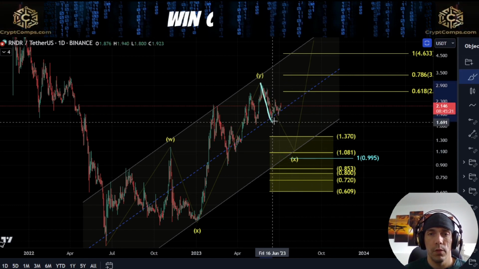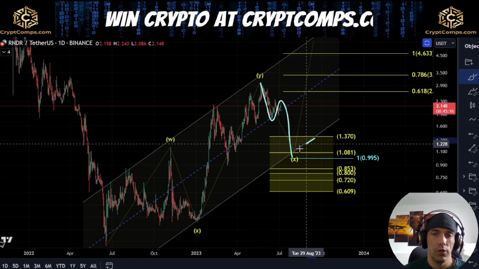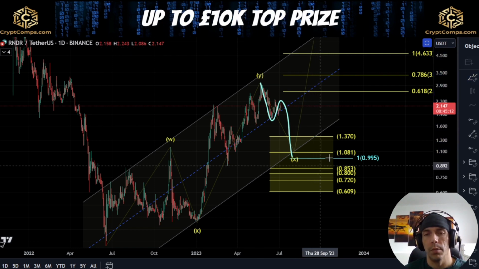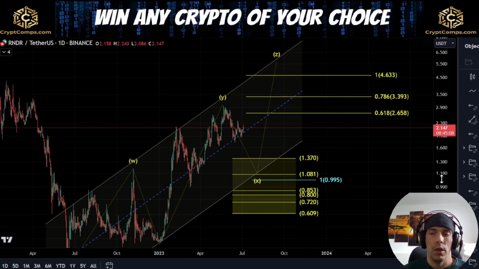So if we see this move develop in 3-wave structure to the downside, and we look to potentially hold this channel area, what we could then possibly look for is another 3-wave move to the upside. So that's looking at the possibility that we could see this additional leg up here.